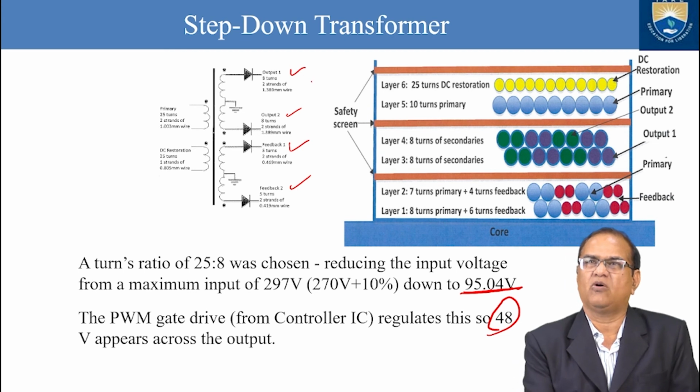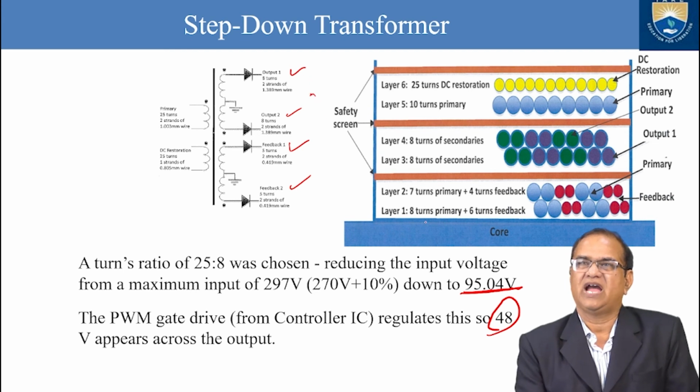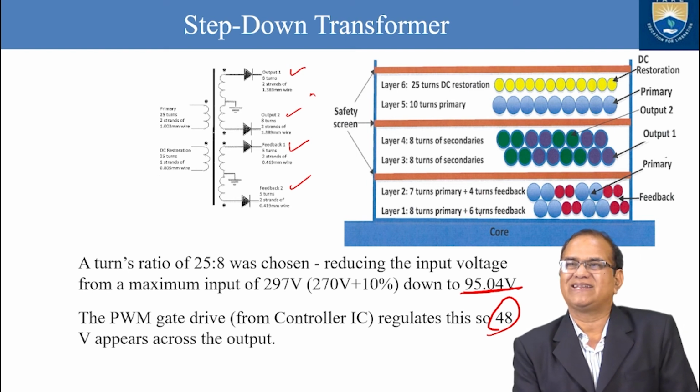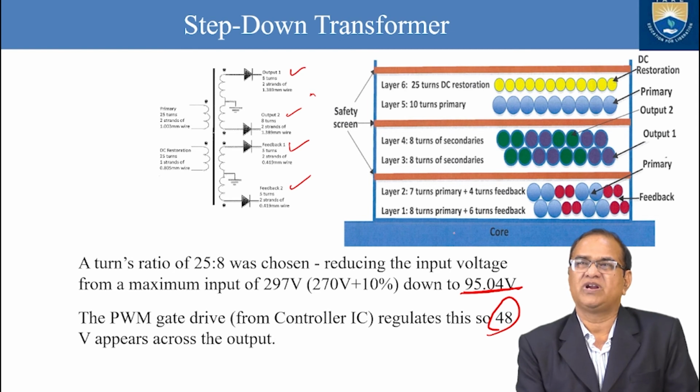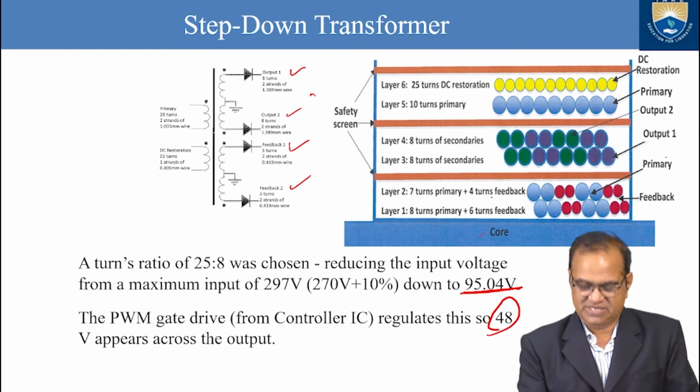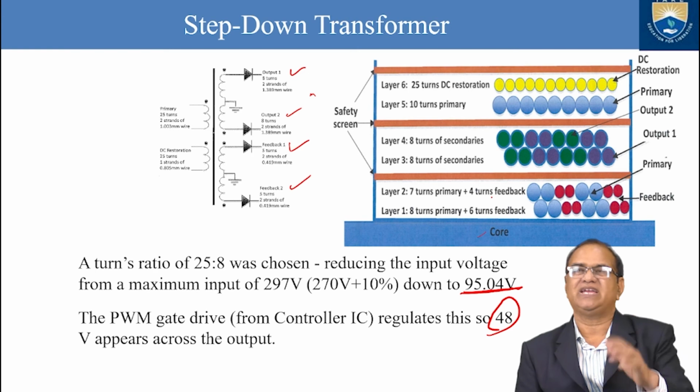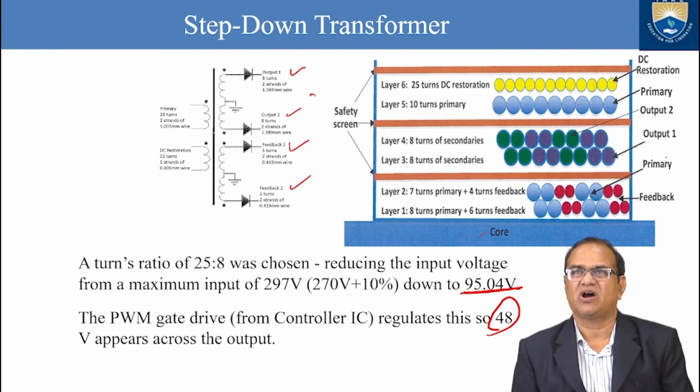This is shown how many turns are here. And layer 2, 7 turns primary plus 4 turns feedback. 8 turns primary and 6 turns feedback. This is in the core of this system. So in this way the step down transformer is designed.